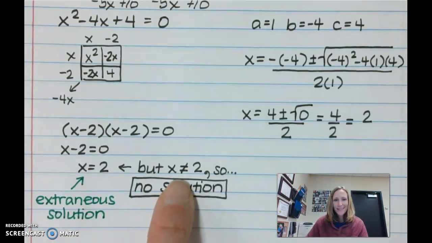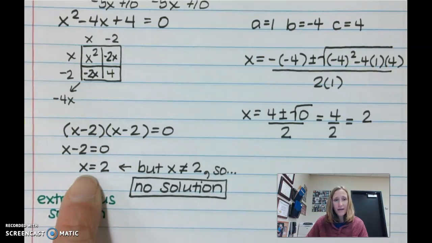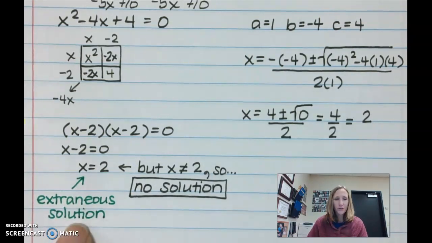So since we said x cannot be 2, we're going to have to throw out that solution and say that this equation actually has no solution. So this solution that we did find as we solved it algebraically, that x was equal to 2, is what we would call an extraneous solution. Notice that word extra in there.